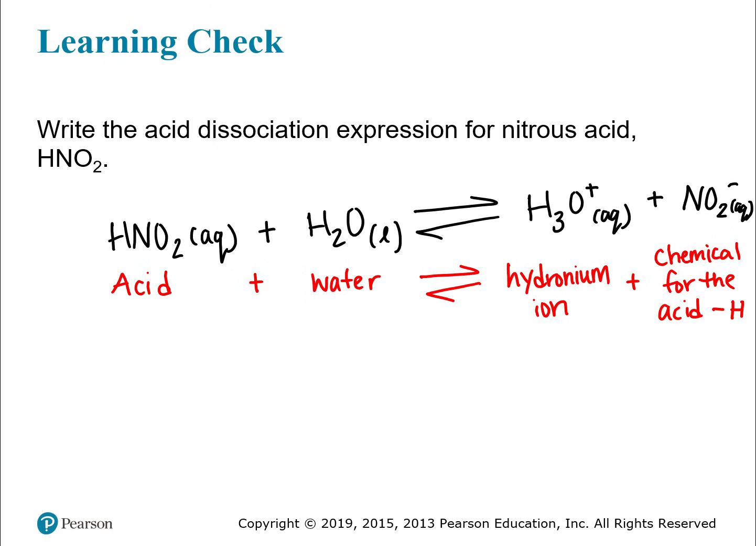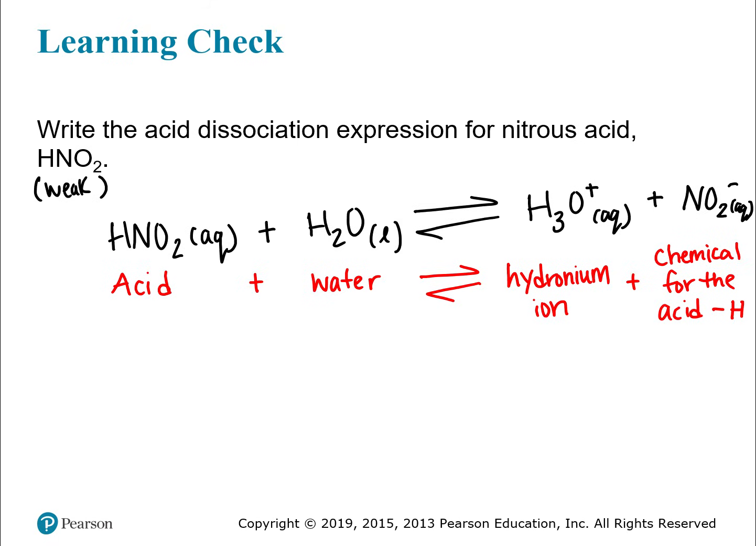Now, if I were to ask you, is the Ka for this going to be big or small based on the fact that this is a weak acid? Think about that answer for a second. Do you expect the Ka to be big or small?